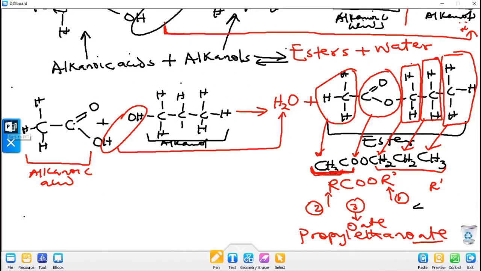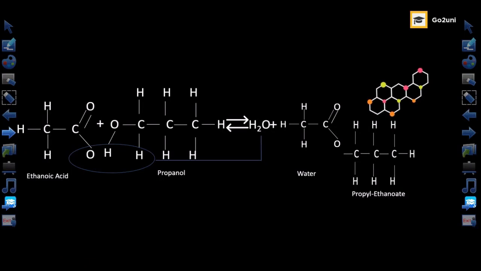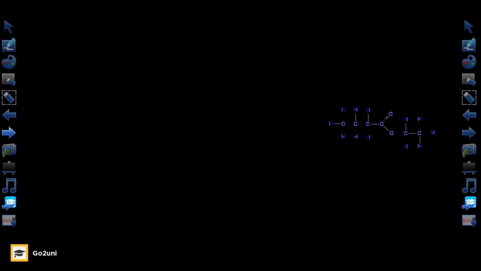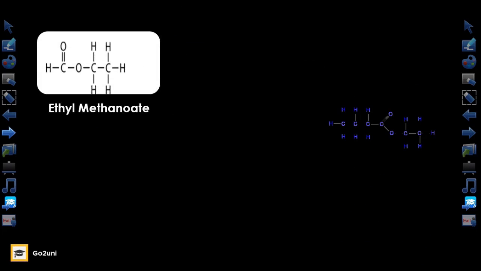Let us take a look at more examples. So we have just explained what we have here. We can see the name of the compound is called propyl ethanoate. But for clarity of purpose, let us take a look at the names of more esters and get to understand how they are named. Now, we have the first ester here, ethyl methanoate.